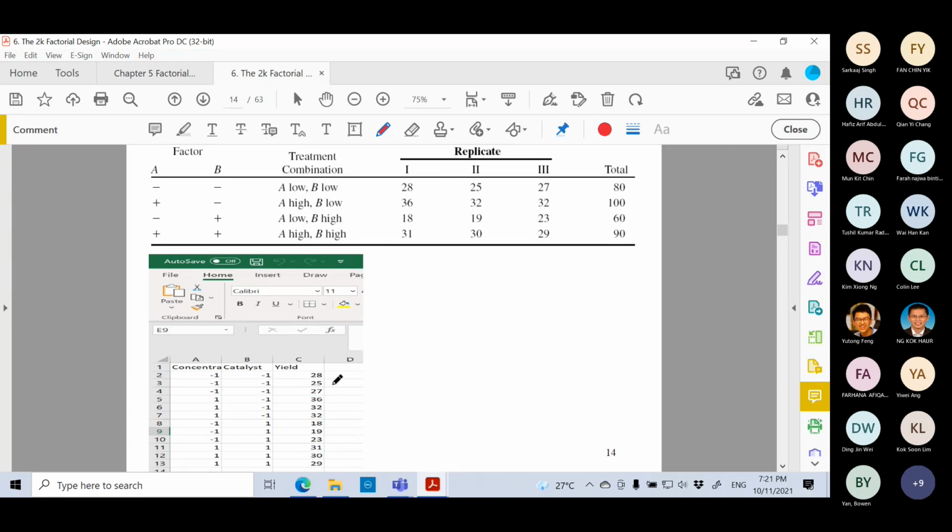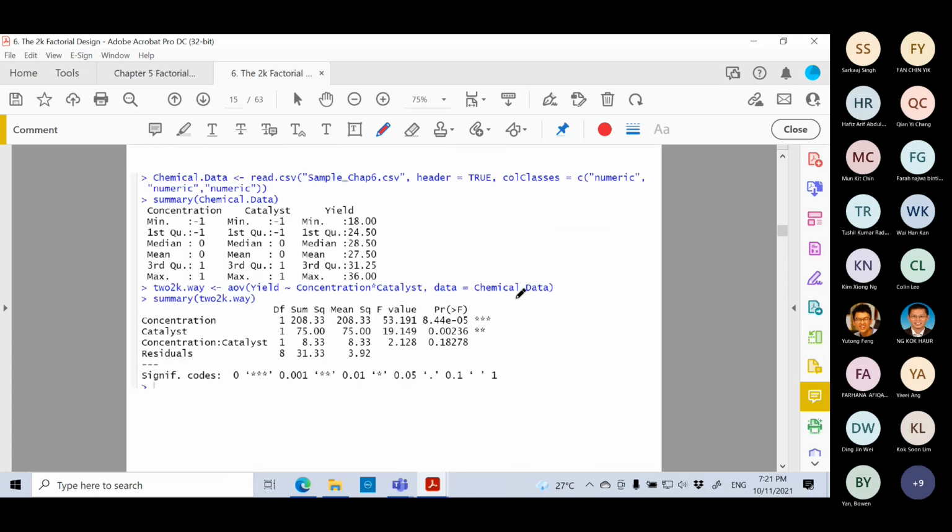So this is the data I have. I use a notation -1 and +1. It represents the low level and the high level. So all these things will repeat 3 times. If I put it in as CSV data, then after that I get the result of the summary statistic.